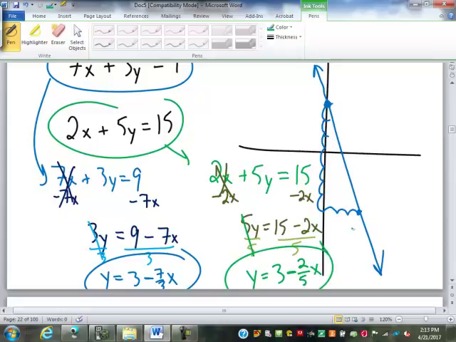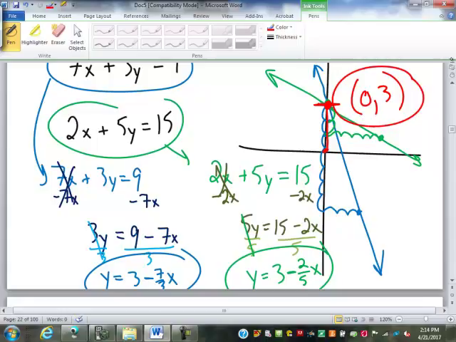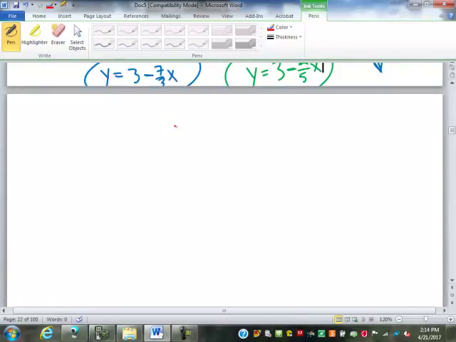So where do we start? 3, and from there we go down 2 and over 5. So what's the point there where those two lines cross? Well, the x-coordinate is 0, and the y-coordinate is just the 3. So the solution there is 0, 3. Now, I'm not going to take the time to plug it back in and double check it here, but you can plug it back into both equations and make sure that x is 0 and y is 3 makes both of those equations true.